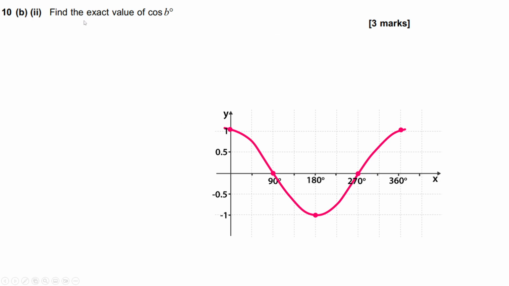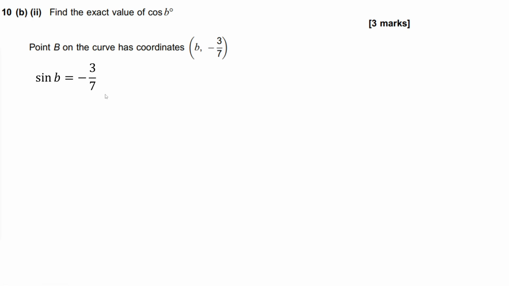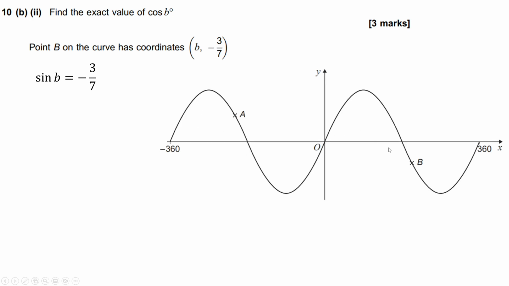Find the exact value of cosine B. B is this, right? We know that sine B is just minus 3 over 7 because that's what it said in the question. Anyways, if we have a look at the sine graph, which I've just copied from the other question, we know that it's a little bit further than 180 degrees, and that's obvious. Between 180 degrees and 360 degrees, sine is just going to be negative, so if the angle lies between 180 degrees and 270 degrees, it's going to be negative.